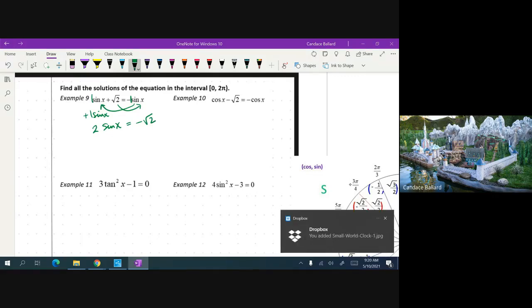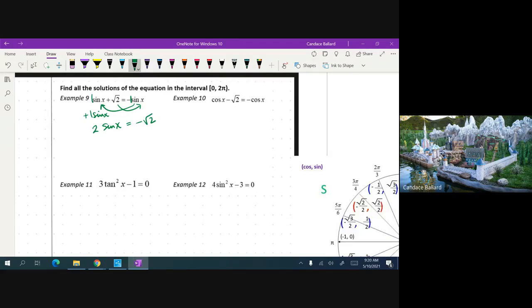Remember, as a reminder from last Friday and last week, we are treating the entire piece of trig like it's a variable. So that's acting like an x. We're isolating the trig first. So the next thing I'm going to do is divide by 2. So I get negative square root of 2 over 2 divided by 2.